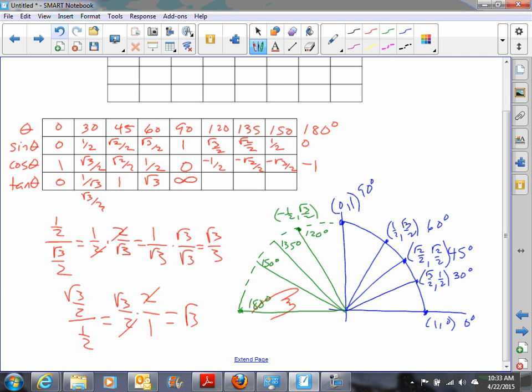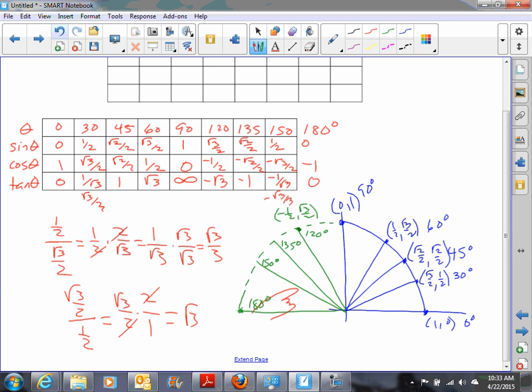Now, if you look at the second quadrant, the ordered pairs are the same except x is negative for the reference angle in the first quadrant. So the tangent of 120 degrees would be negative square root of 3. The tangent of 135 would be negative 1. The tangent of 150 would be negative 1 over the square root of 3, or negative square root 3 over 3. And the tangent of 180 degrees would be negative 0, which we usually just refer to as 0.